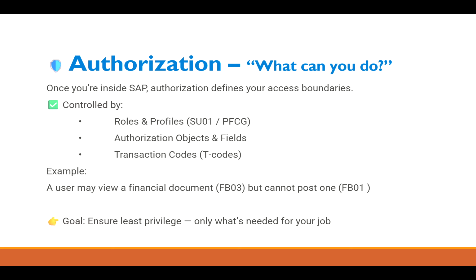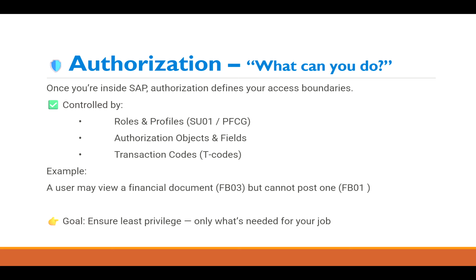Some examples. How you will get that access, we'll be discussing going forward. For freshers, you will get access from roles or profiles, transaction codes, and authorization objects and fields also. You will get access through that. An example: a user may have a financial document but he cannot post. That's where SOD conflicts come in. So that's it.